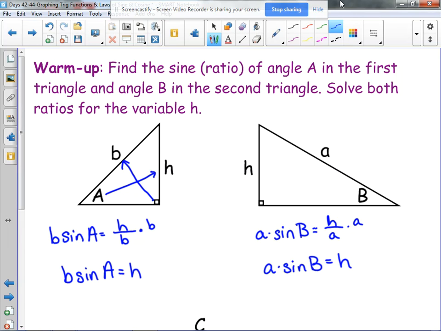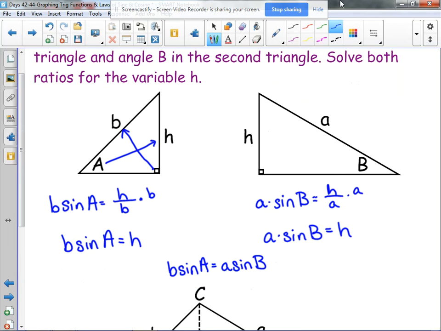So if we have two equations that are equal to the same variable, both of these are equal to H, so essentially they're equal to the same number. So using the transitive property, if they're equal to the same number, then they must be equal to each other. We can set B sine of A equal to A sine of B. Since they're both equal to H, then they must be equal to each other.